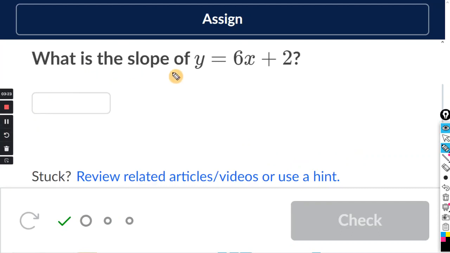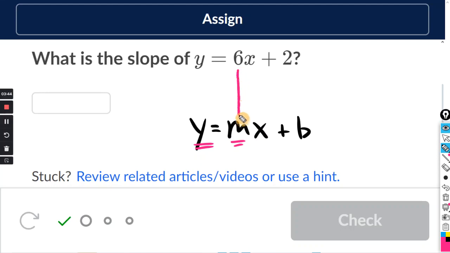What is the slope of y equals 6x plus 2? So remember the line equation, y equals mx plus b. As long as you have y equals, the slope is going to be the number that's multiplied by x. We can see right here, the number that's multiplied by x is just 6. So that's going to be your slope.